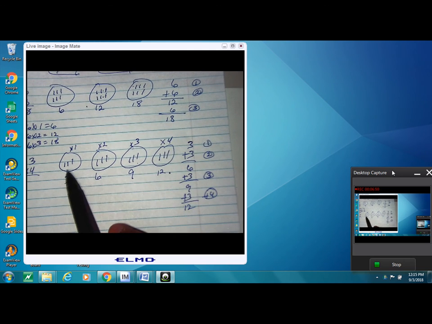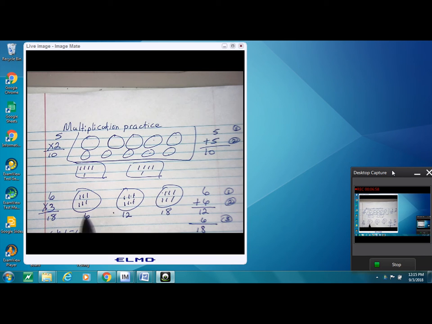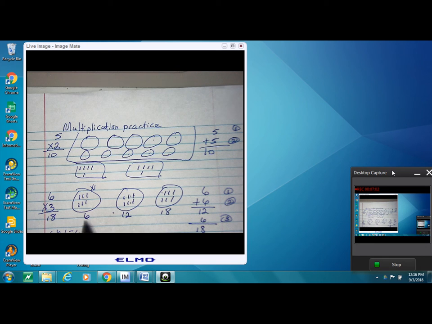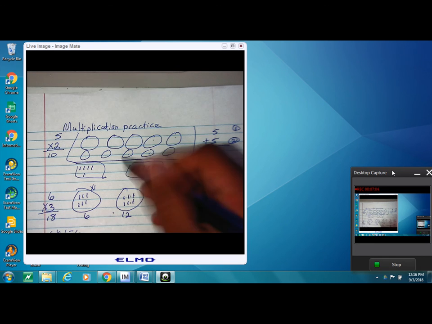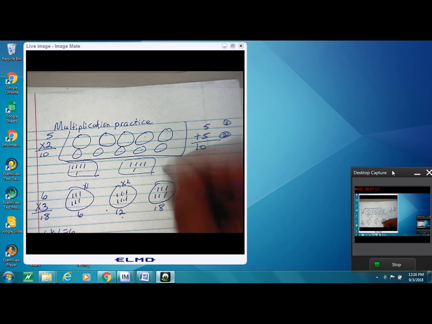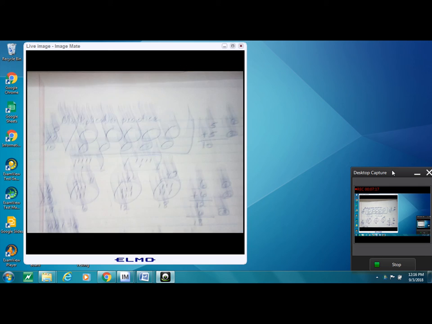That is to let you know that when you do these groupings, you're actually doing the times tables. And I'll go back and let you see what that looks like right here. This is 6 times 1. 6 times 1 is 6. This is the second time, so that's 6 times 2, and that's 12. This is the third time, so 6 times 3 is 18.